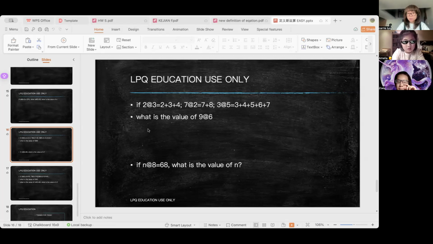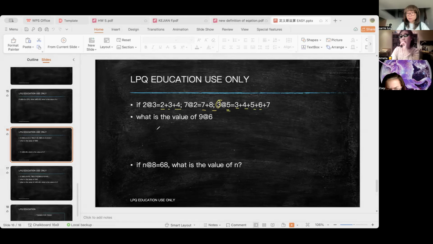Okay, let's take a look at this one. So first of all, let's take a look at what is the value. So 2 at 3 equals 2 plus 3 plus 4. 7 at 2 equals 7 plus 8. 有没有发现每次都是什么呀？Every time is just 1, 2, 3, 2, and 5. The first one is the starting number. The second one is how many numbers there are.